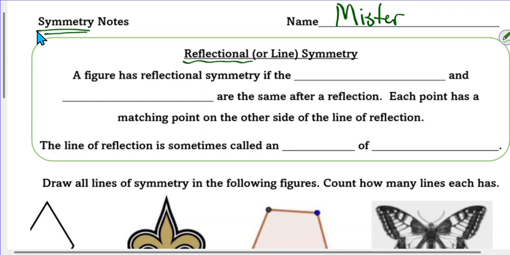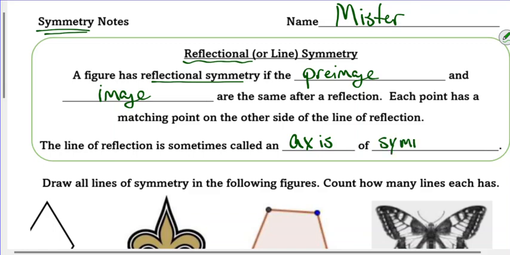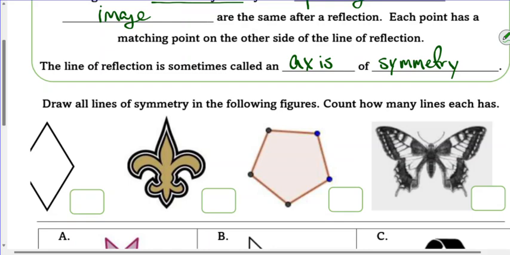So a figure has reflectional symmetry if the pre-image and the image are the same after a reflection. Each point has a matching point on the other side of the line of reflection. That line of reflection can also be called the axis of symmetry. So you're trying to imagine a line that splits the figure directly in half.